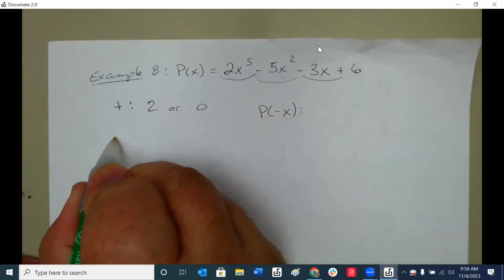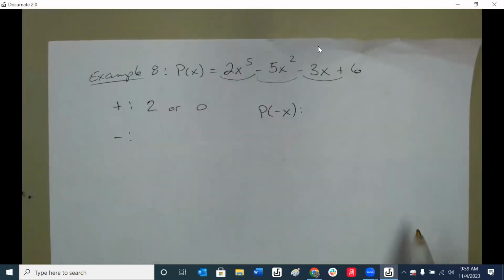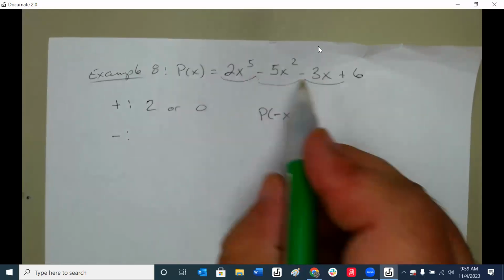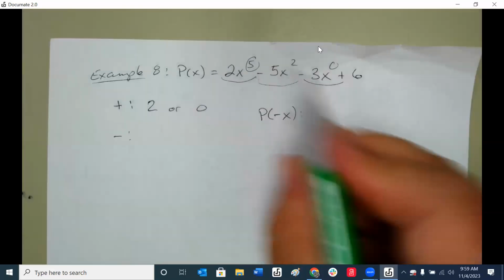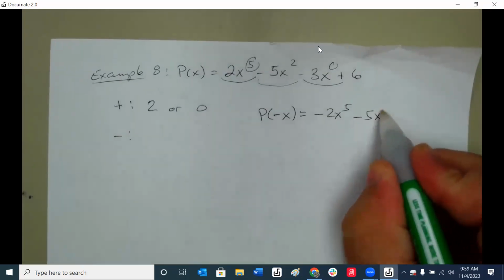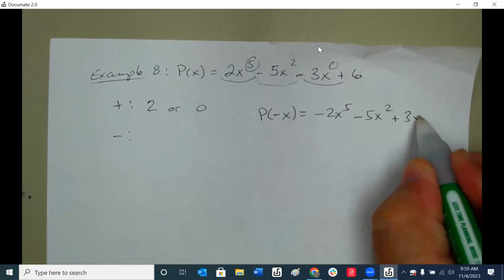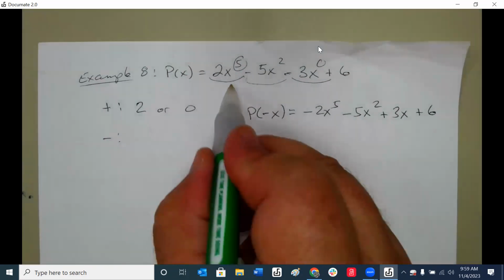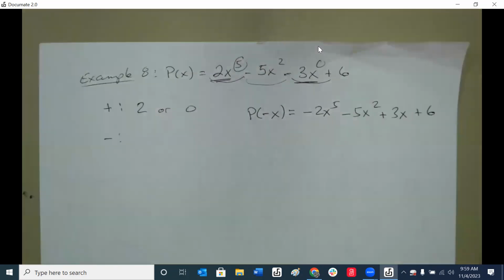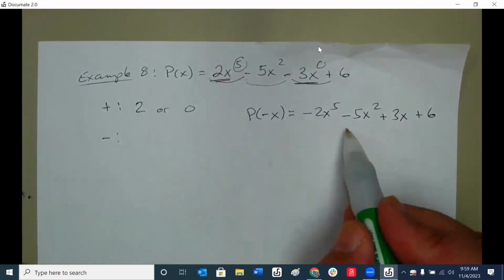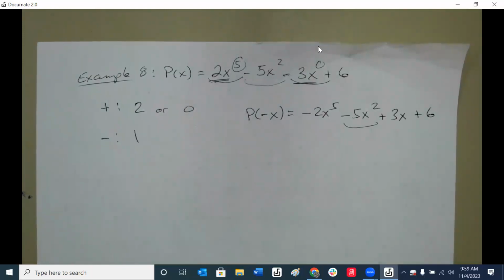How about negative solutions? So remember, when you have a negative in there, only change the sign in front of the odd powers. So this one and this one. So it becomes negative 2x to the fifth. Leave that one alone. And that one becomes a positive. So I only have to change the signs of those two. So how many sign changes are there now? Very good, right here. It's the same as the other one.